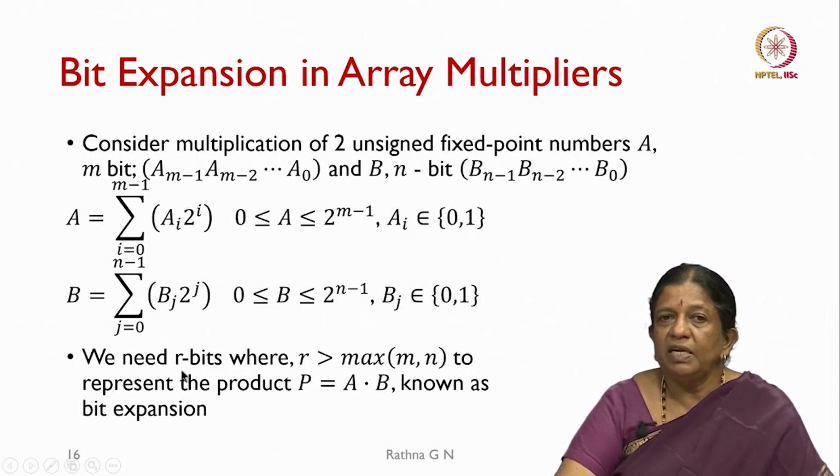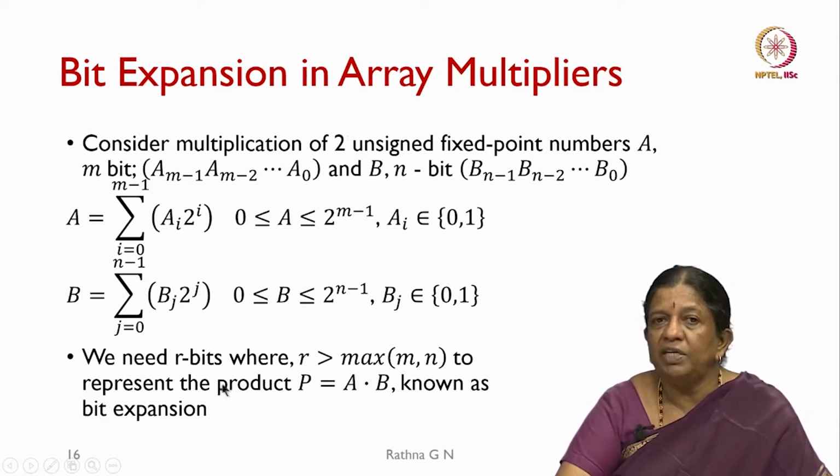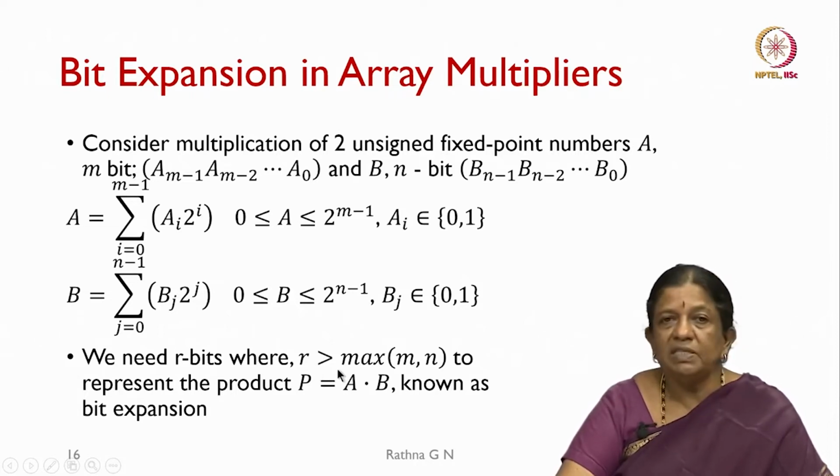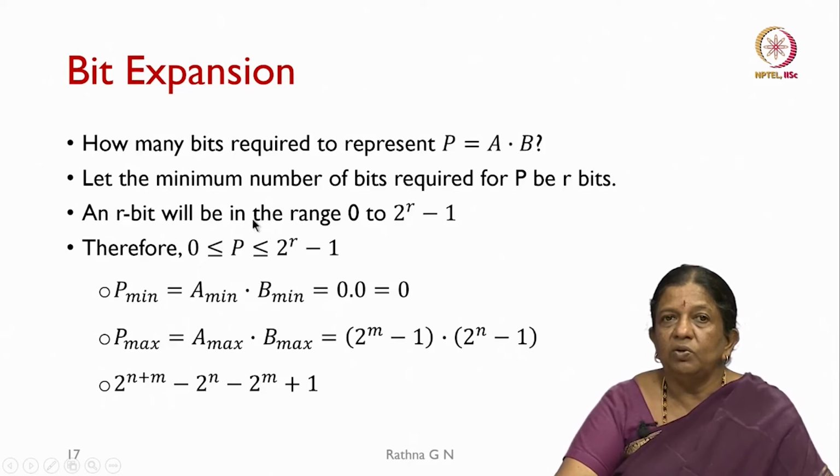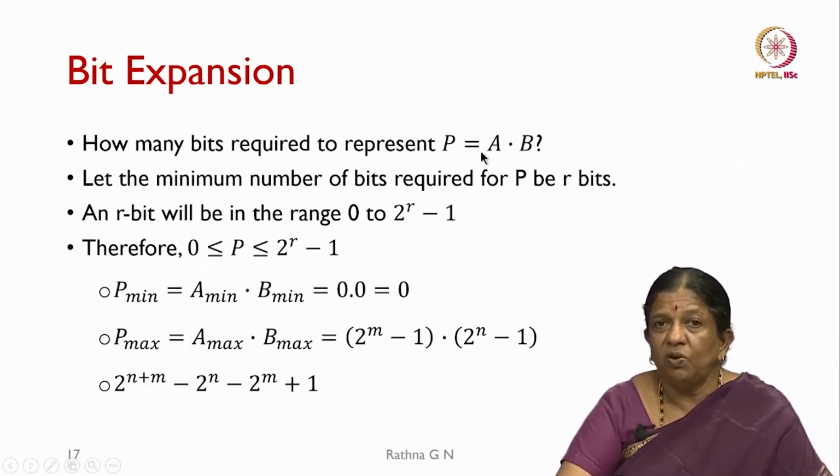So, we say that we need r bits, where r is going to be greater than the maximum of m comma n, to represent the product, which is P equal to A into B. We know that we need more than the maximum of the bits. m and n need not be equal in this case. That is what we are considering. So, we are taking the maximum of it, but it should be greater than that. We will see how much greater we need it in a while. That is what the question posed is, that is, what should be the number of bits r. We will first consider the minimum number of bits required for P, be r bits.